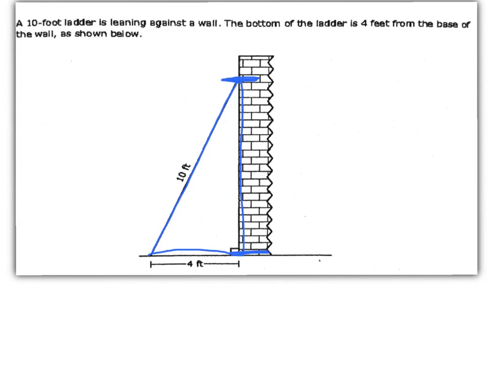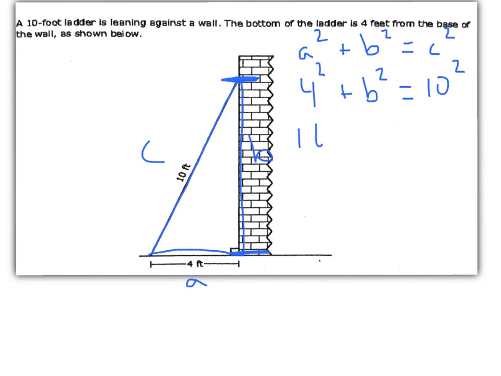So let's go ahead and just write out our formula. a squared plus b squared equals c squared. And then we'll label the parts we know. I'm going to go ahead and call 4 feet a. We'll call the missing part b. And we know that our hypotenuse is c. So when I fill in the parts I know, I'm going to have 4 squared plus b squared equals 10 squared. Well, 4 squared is 16. We don't know what b is yet. We know 10 squared is 100.